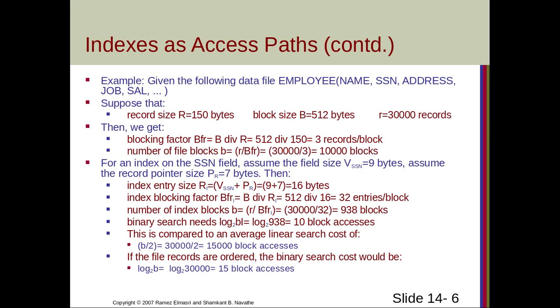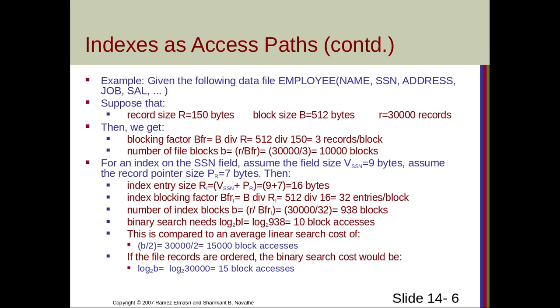See, indexes are also access paths. Given the following data file, employee, and that employee has employee name, social security number, address, job, salary, etc. Suppose the record size is 150 bytes, and the block size is 512 bytes. Then 512 divided by 150 is equal to how much? It is 3, with 62 bytes of wastage. So in a block we can keep 3 records.